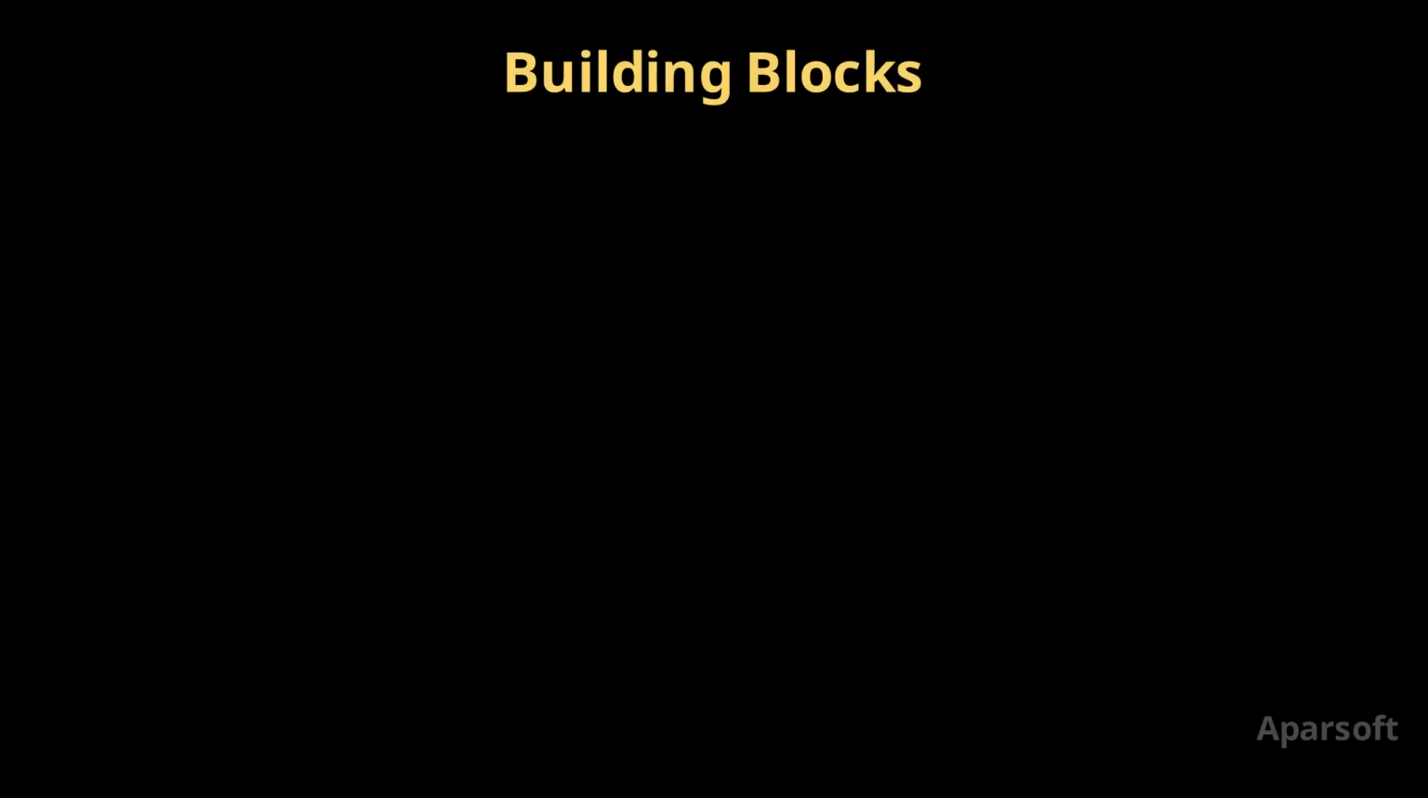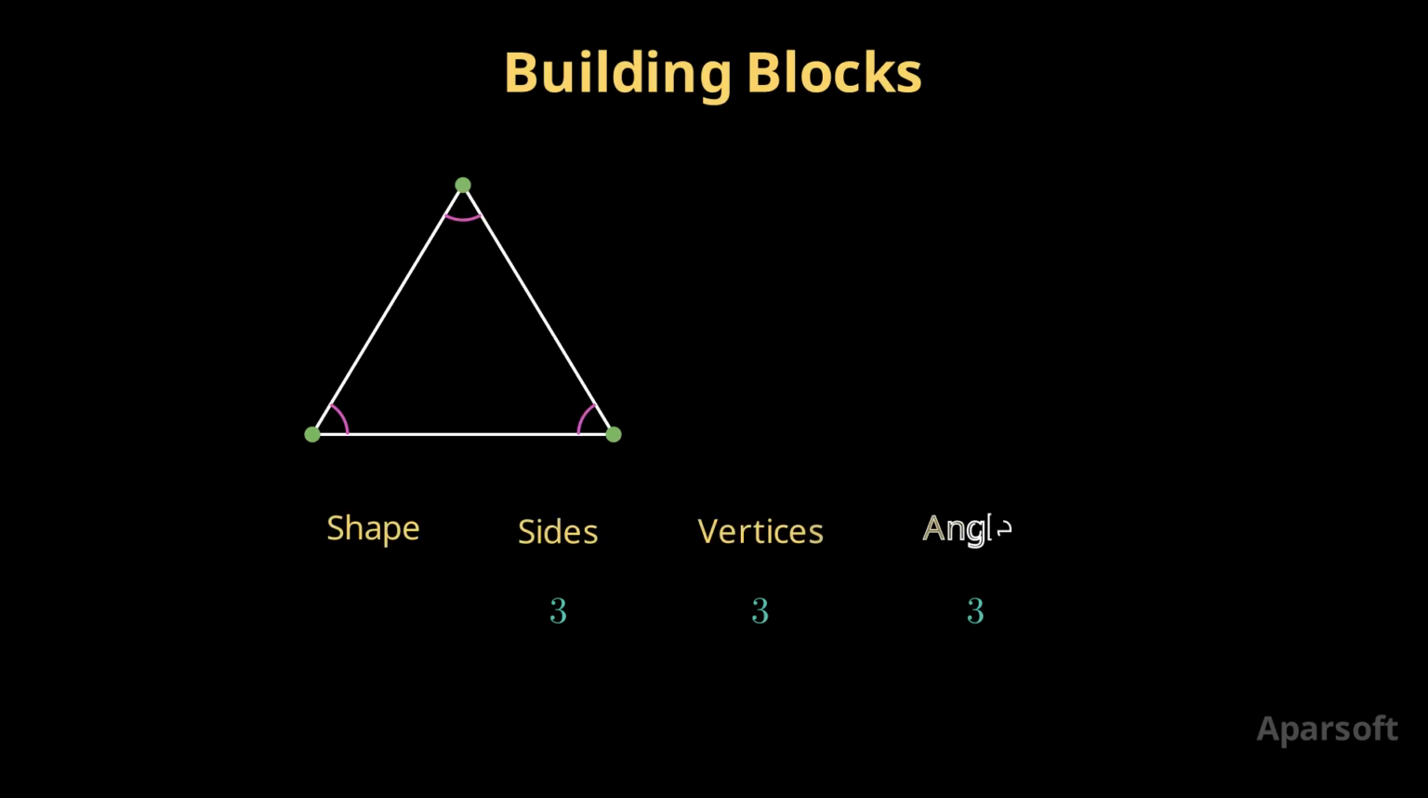Let us start with the most basic polygon, the triangle. Every polygon is built from three things. The straight lines that form the boundary are called sides. The points where two sides meet are called vertices. And the corners at each vertex form angles. A triangle has three sides, three vertices, and three angles.